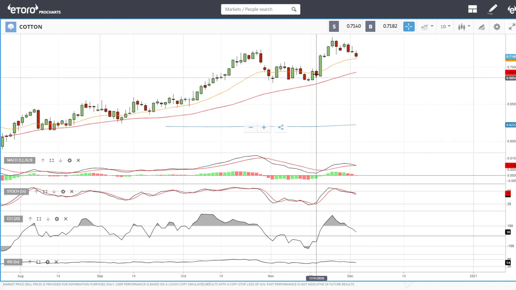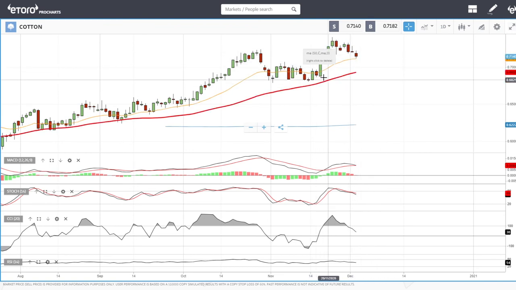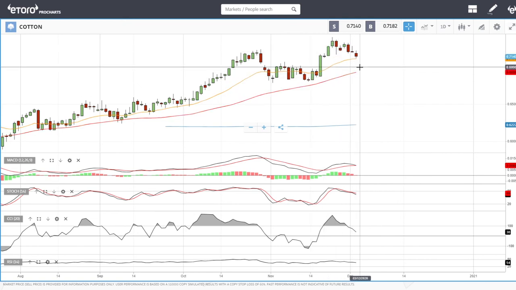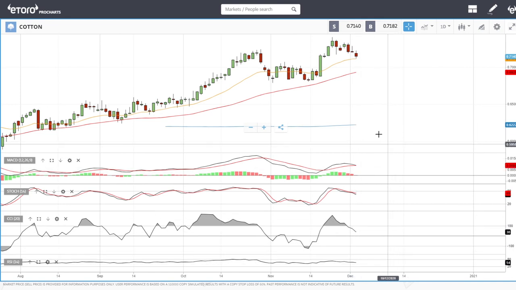We have broken down towards the 20 exponential, and now this is looking quite interesting. I think that we're going towards close to the 50. I think that we're going here. 0.6998 is the previous highs here, and there's where we find our major support and where we can enter this market for a buy. These technical indicators are still very bearish. They are pointed to lower price levels.